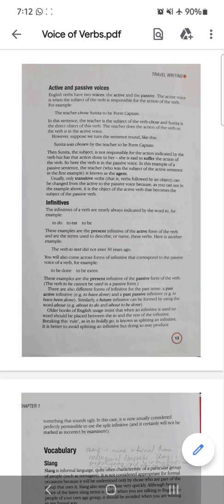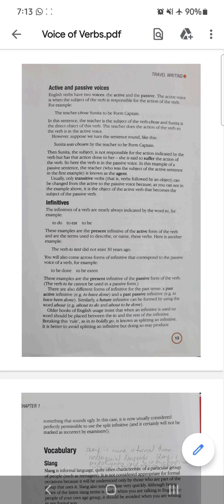Okay, now let's move on to infinitives. The infinitives of a verb are nearly always indicated by the word to. For example, to do, to eat, to be. These are examples of the present infinitive of the active form of the verb and are the terms used to describe or name these verbs. Here's another example. The verb to text did not exist 30 years ago. You will also come across forms of infinitive that correspond to the passive voice. For example, to be done, to be eaten.